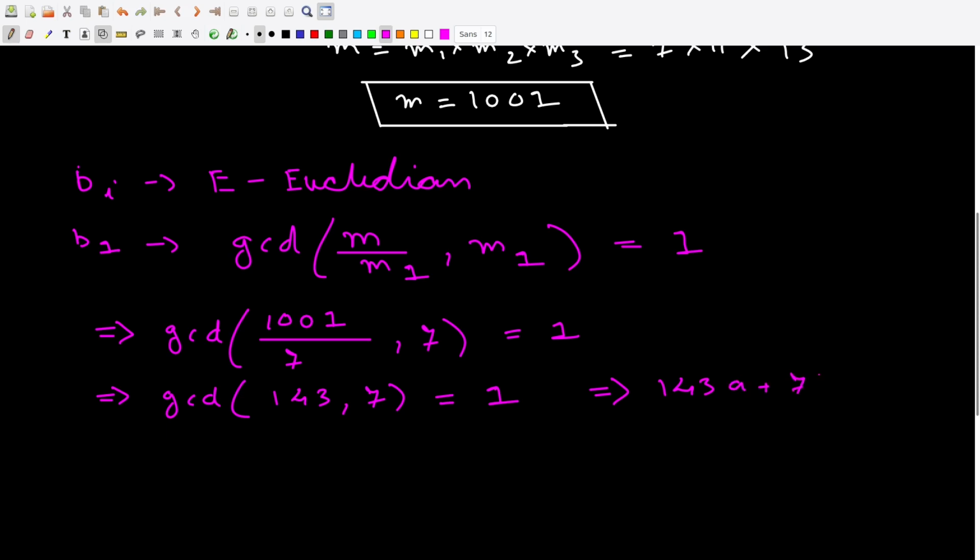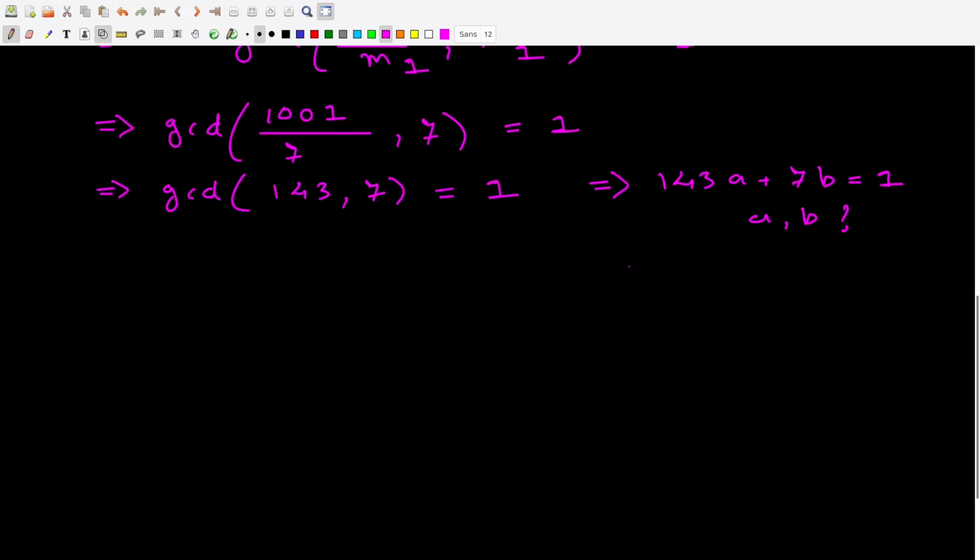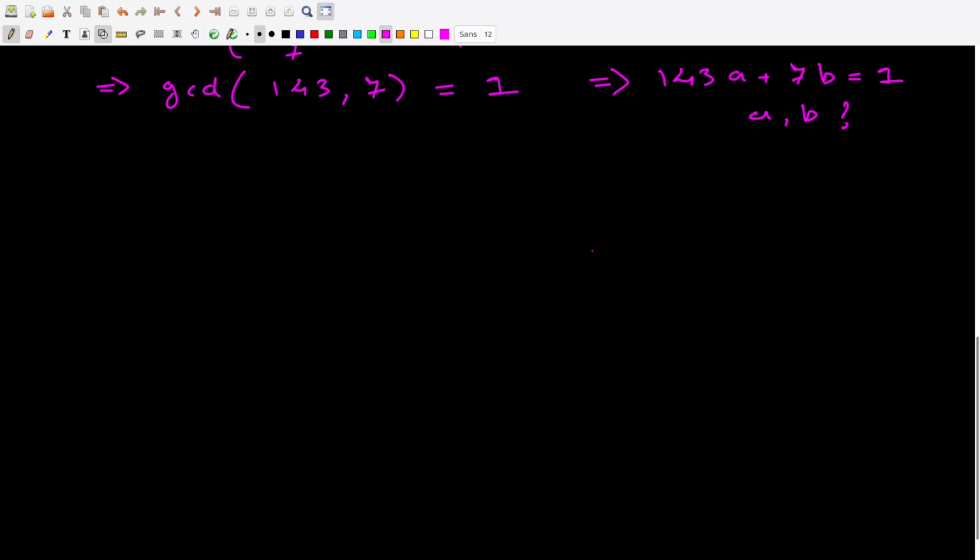143a plus 7b equals 1, and a and b are something we'll be able to find via the extended Euclidean algorithm. So let us apply the extended Euclidean algorithm to find the values. The way we will do it is to first compute the GCD of 7 and 143. So how does it go? 143 is 7 times 20 plus 3, right? And then 7 is 3 times 2 plus 1.